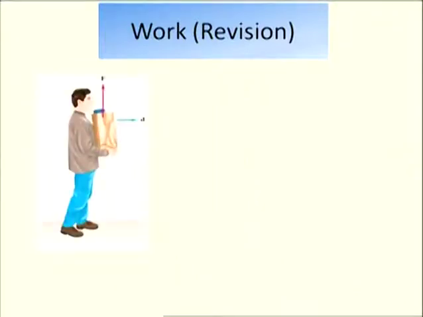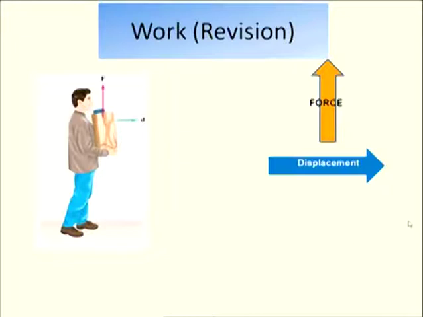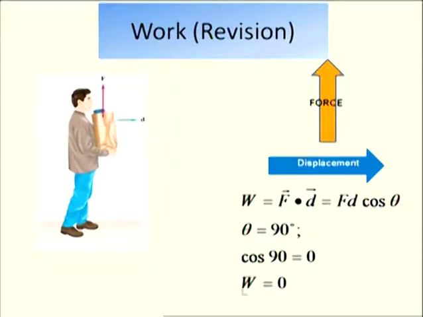Here we have seen that if one person is holding a weight in his hand and the gravitational force is acting in the vertical direction, but he moves in a horizontal direction, the angle between these two is 90 degrees. Force is in this direction and displacement is in this direction. So even though he moves from this place to this place, the work done against gravity is nothing but 0. No work done.